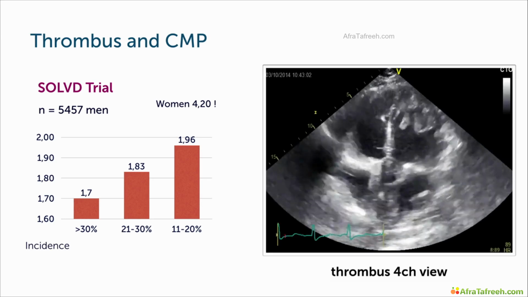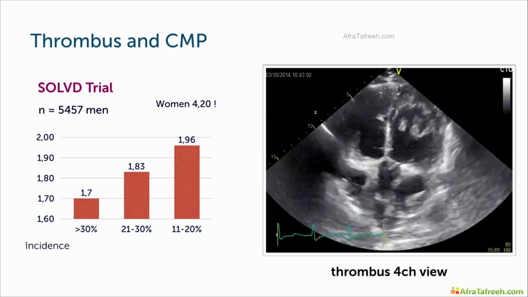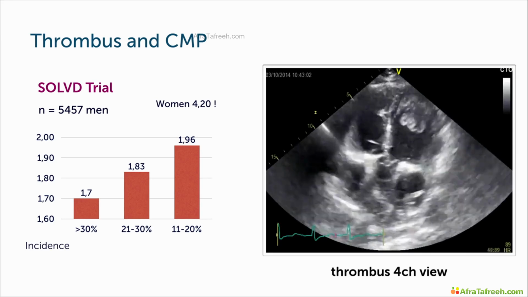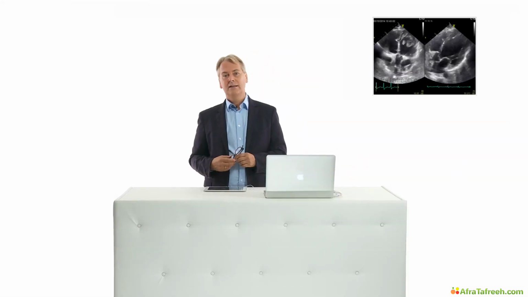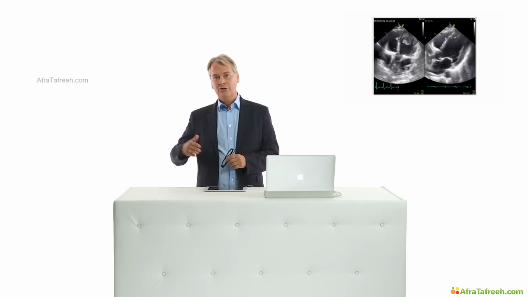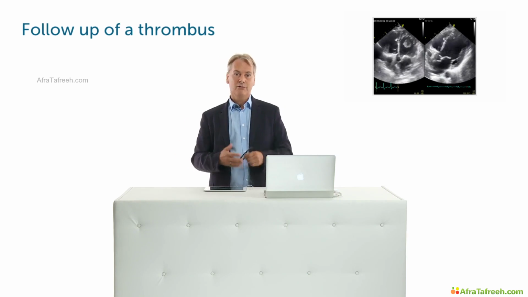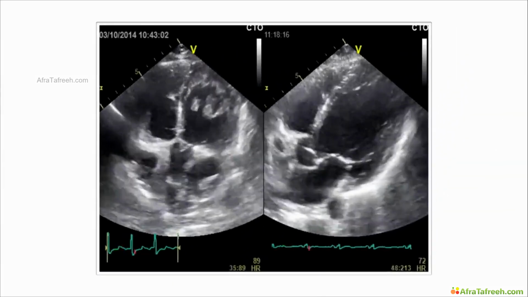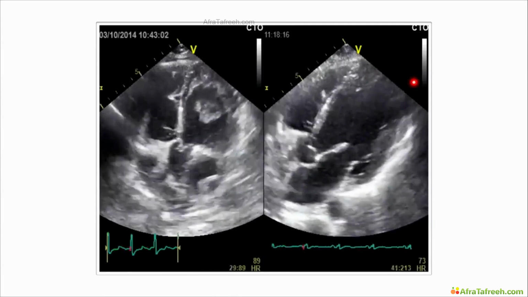Now, in the SOLVD trial, they found that the incidence of thrombus formation is more frequent in females than in males, and it also correlates with the degree of left ventricular dysfunction. No question, if you have very poor left ventricular function, then the risk is probably higher. The role of echo here is not only in detecting a thrombus, but also in following the thrombus to see if it responds to therapy, to heparin or warfarin, for example. And this is the same patient again. You see that after heparin was initiated, the thrombus completely resolved.